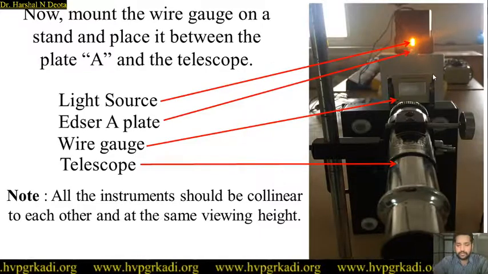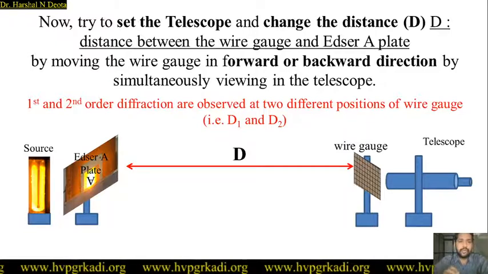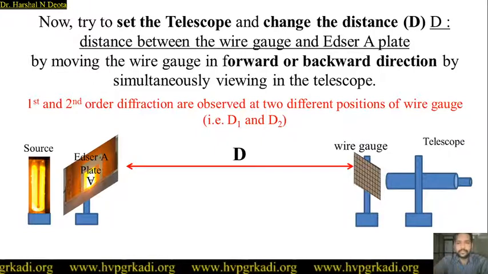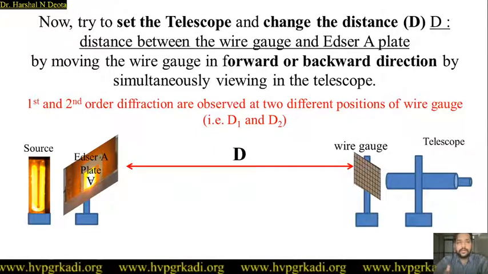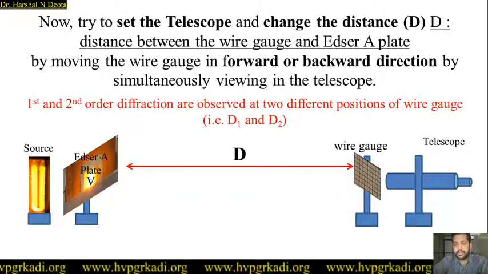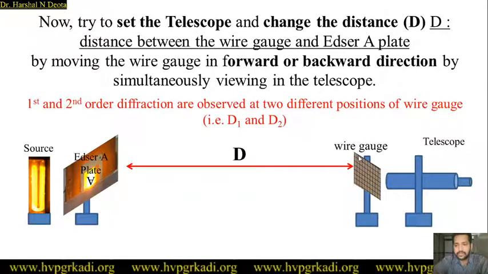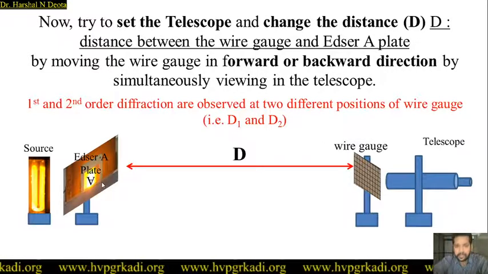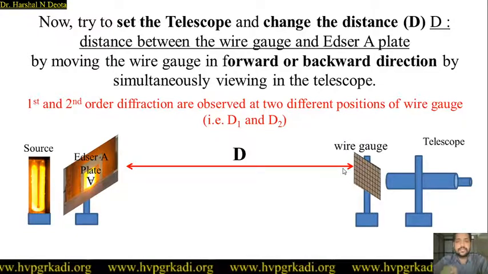So let's get ahead. After keeping the wire gauge, what you need to do is focus the telescope and change the distance d. What is d? d is the distance between the wire gauge and the Edser A plate. You can very well see in the figure that this is your wire gauge, this is your Edser A plate, which is the inverted A, and the distance between these two objects is the distance d.